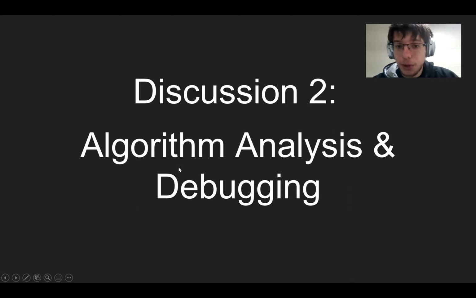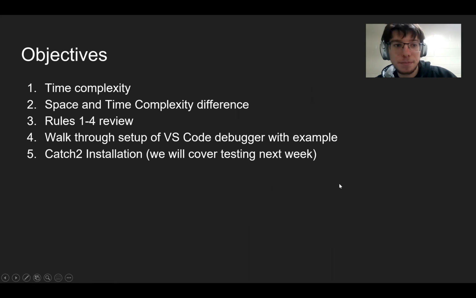Today's discussion will be about algorithm analysis and debugging. So let's dive in. The objectives for today: the first thing we're talking about is time complexity. Then we're going to cover the difference between space and time complexity, because there is a difference. We'll see what it is, and then we'll have a little review of that. Then we'll go over setup of the VS Code debugger. We'll have an example, and then the installation. And we're going to cover some testing next week.